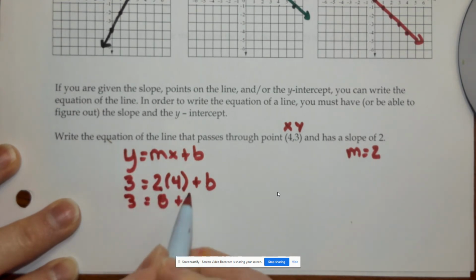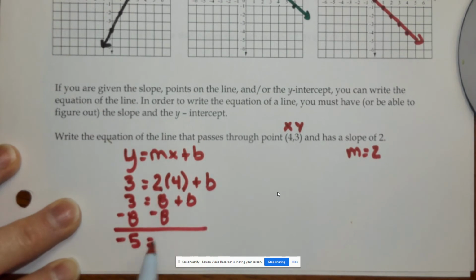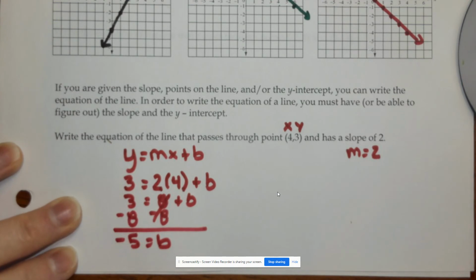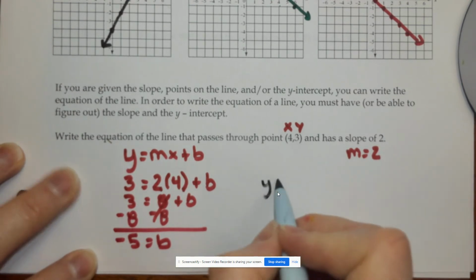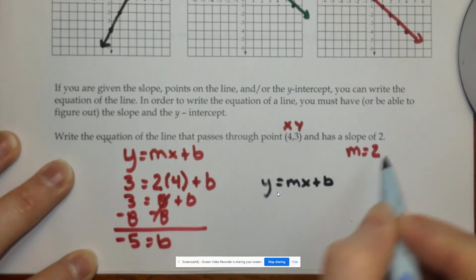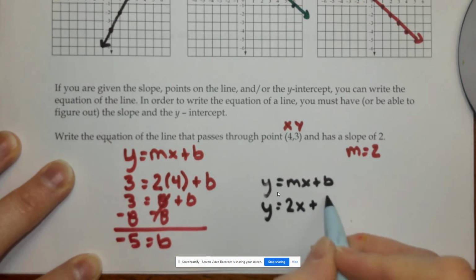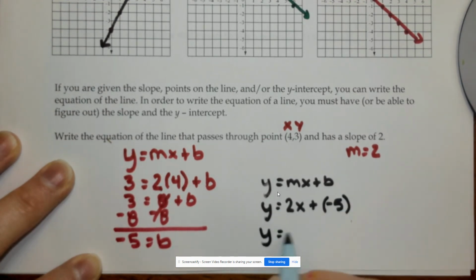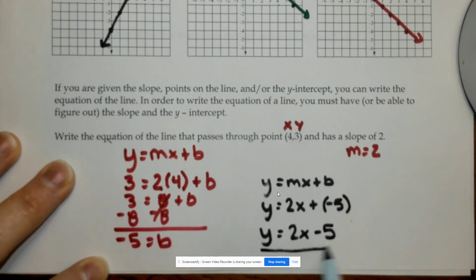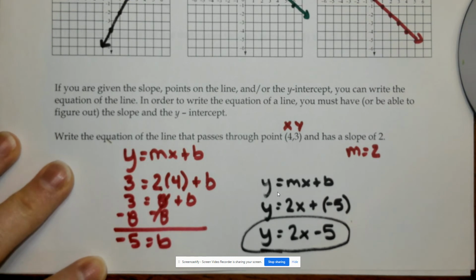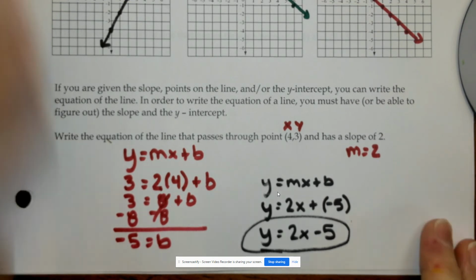3 equals 8 plus b. I can subtract that 8 from both sides. -5 equals b. That's my intercept. So once I get to that point, I have everything I need. Y equals mx plus b. M is the 2. B is the -5. And I can also write it a little bit more efficiently as y equals 2x minus 5. And that's what you have to do, is say, what do I have, and how can I use what I have to get the next thing that I need?